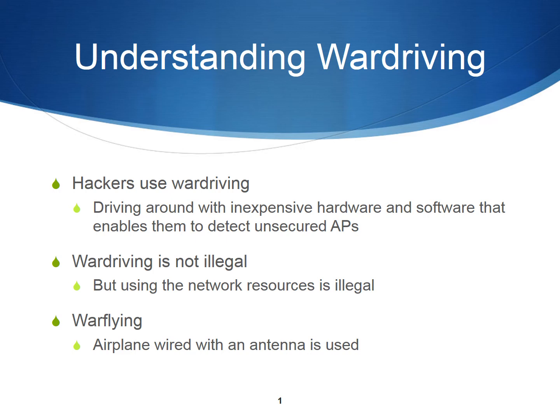Understanding war driving. Hackers use war driving as a method of identifying vulnerable wireless networks. The intruder drives around with inexpensive hardware and software that enables them to detect unsecured access points. War driving is not illegal, but using a business network's resources is illegal. War flying involves using an airplane wired with an antenna to identify those same vulnerable Wi-Fi networks.